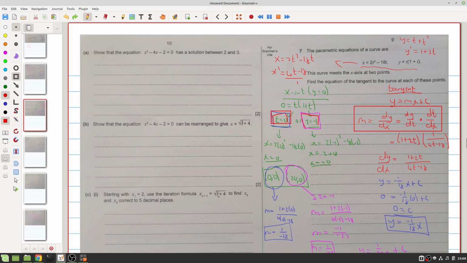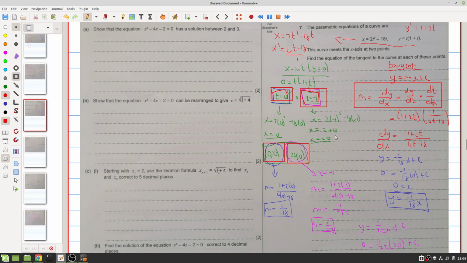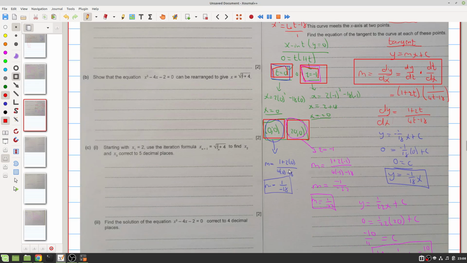We get the 2 t values. We plug those t values into the x equation to find the x values. And that gives us our 2 points then for the x-intercepts. Now we need the equation of the tangent at these points. So at these points, the gradient of the tangent and the gradient of the curve will be the same, which is why we said m equals that at those points.